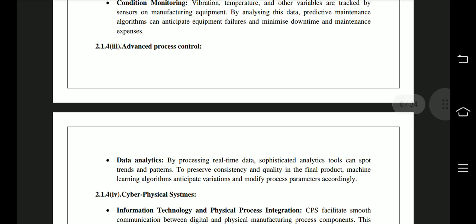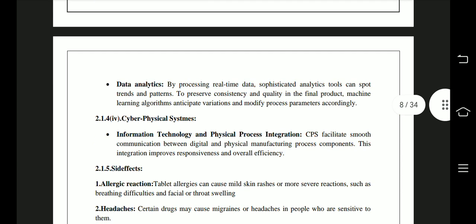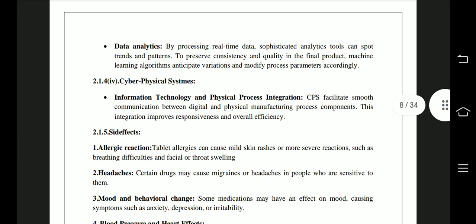Third one is advanced process control, data analytics. By processing real time data, sophisticated analytics tools can spot trends and patterns. To preserve consistency and quality in the final product, machine learning algorithms anticipate variations and modify process parameters accordingly.